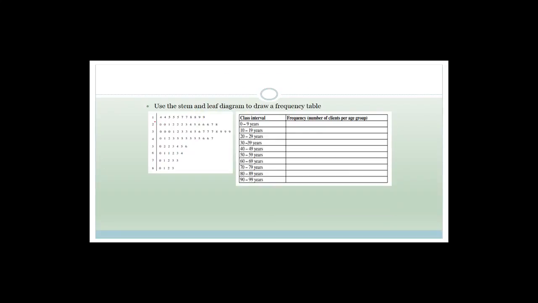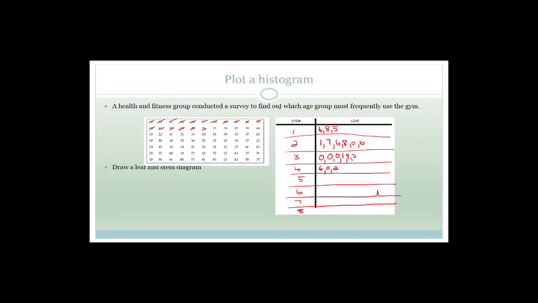And like I said, ideally, what you would want to do is arrange the numbers so that they go numerically in the leaf. So it goes 4, 4, 5, 5, 7, 5, 7, 7, 8, 8, 9, 9, 9. So you can see that if we look at the 0 to 9 year interval, we've got 0 clients in that age group. Just in case you missed it, basically what this was is a survey of the age groups of the people that actually used the gym in the health and fitness group.